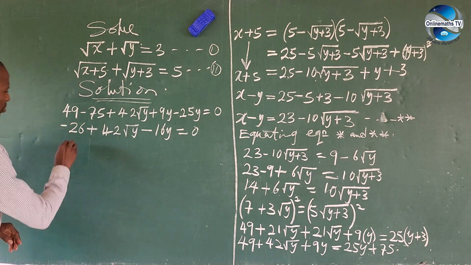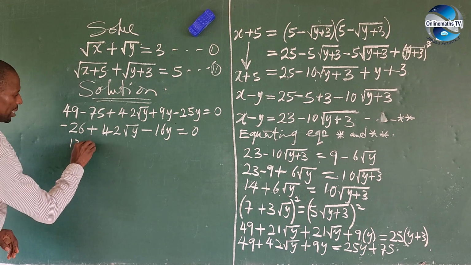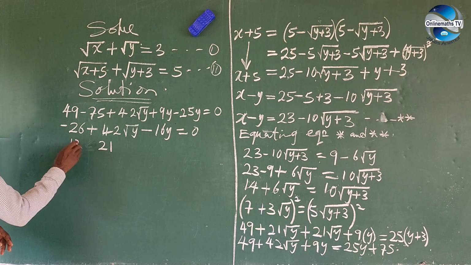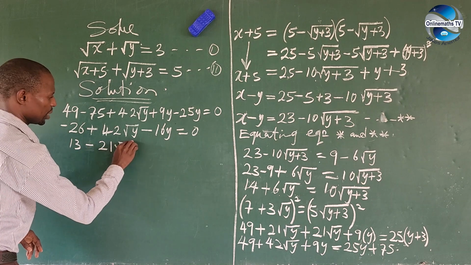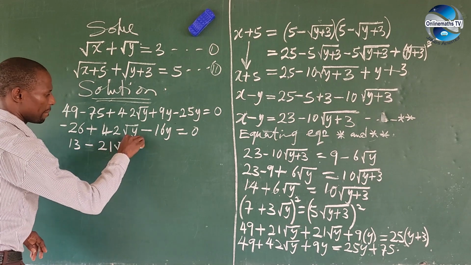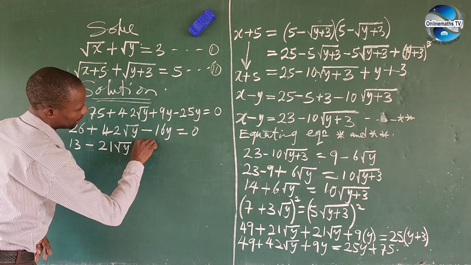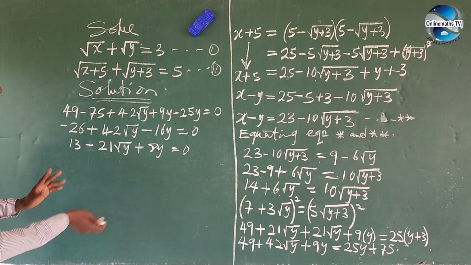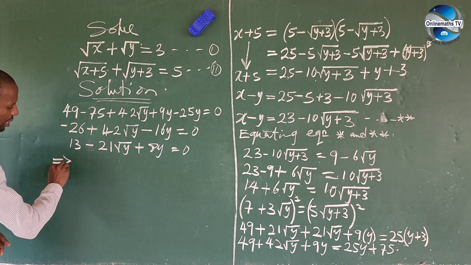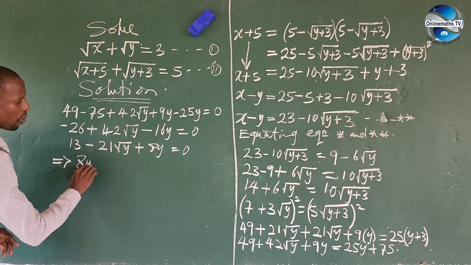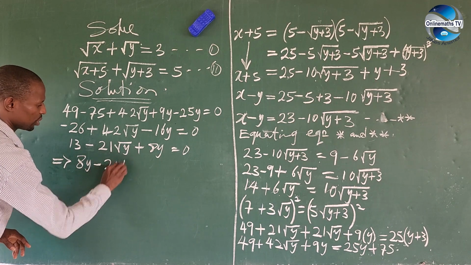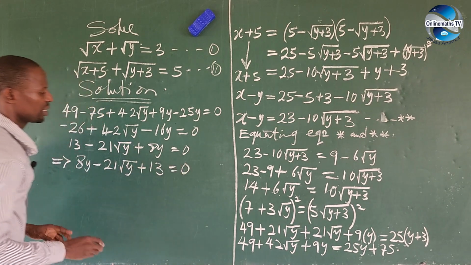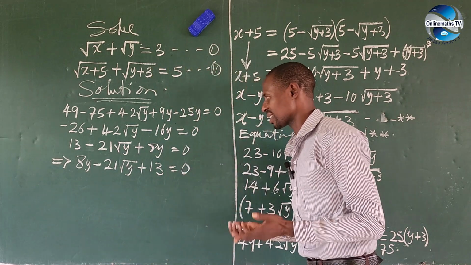So if I divide through by minus 2, this will give us here 13, then plus 21, minus, here we turn to minus, please, because I'm dividing through by minus 2. So minus 21 into root y there plus our 8y equal to 0. So all I just need to do is to rearrange the system. So if I rearrange this, this will give us here 8y there minus 21 into root y there plus 13 equal to 0. Okay, the game is playing out now.